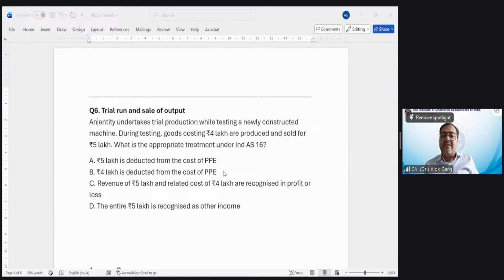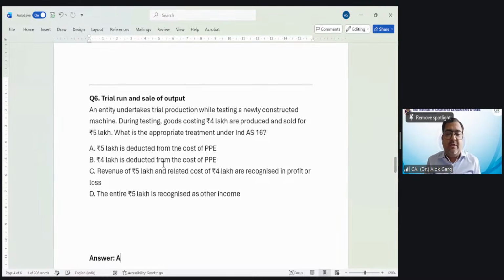The right answer is A. You are absolutely right. During the testing phase, whatever is earned from the sale of the goods produced out of testing has to be reduced from the cost of the PPE. 5 lakh is deducted from the cost of the PPE, right?